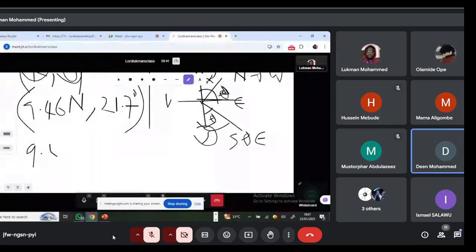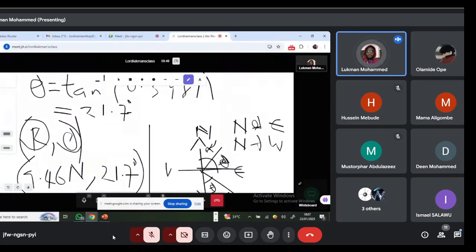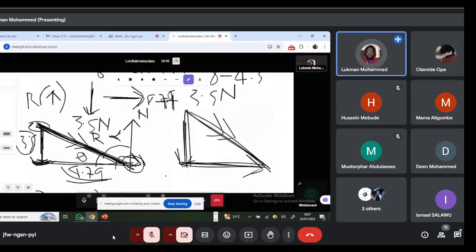68.3. Thank you. 9.46 newtons. Okay, that is Newton. The first N is Newton. Then I'm going to look at the diagram. Not 68 point what? 68 point what? 68.3. Yes. What direction are you turning? Look at it from the north now. How are you turning? Are you turning to this direction, or are you turning to this direction? You are turning to the left. The left is what? North, east, south, or west?